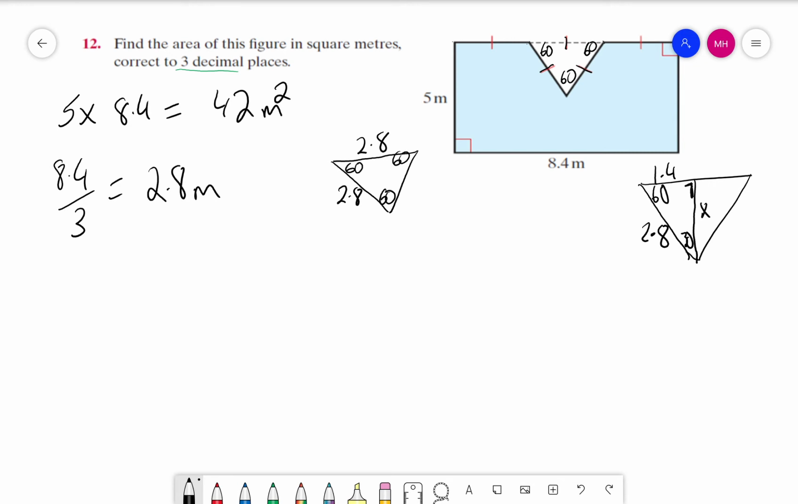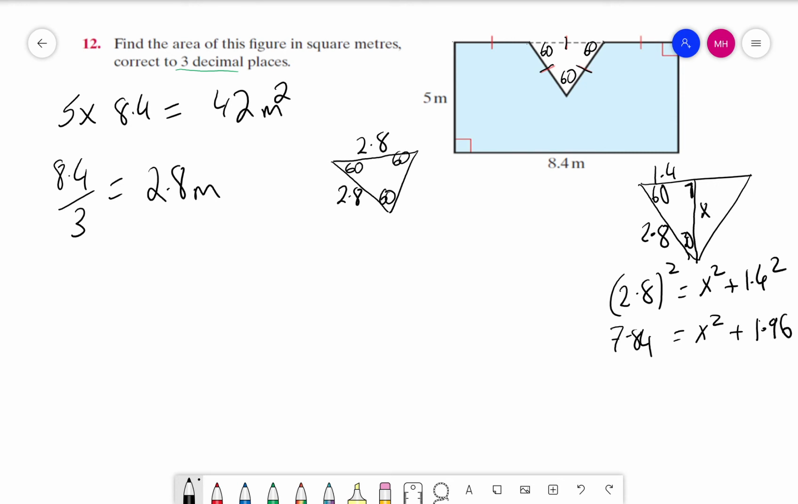And you'd set up your Pythagoras. 2.8 squared is equal to x squared plus 1.4 squared. Work out what the length of this is, and then you have half your base by the perpendicular height. So very quickly I'll just do that. 2.8 squared, you're getting 7.84 is equal to x squared plus 1.4 squared, which is 1.96.